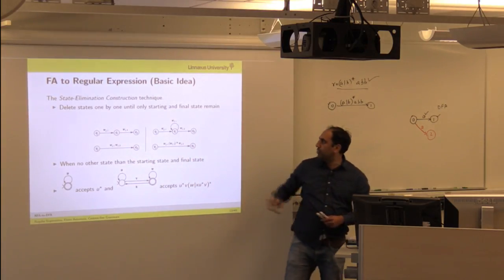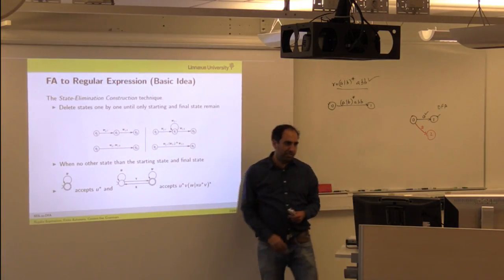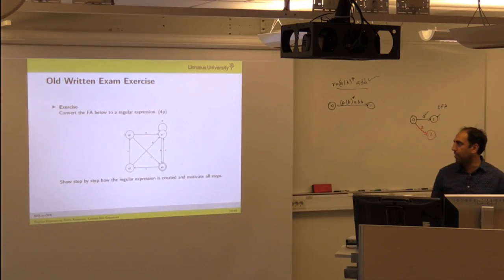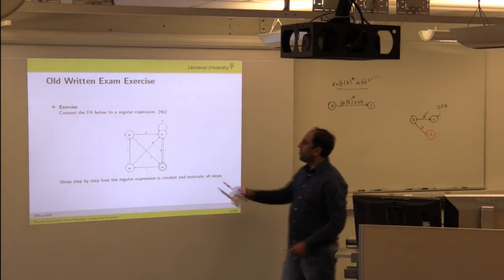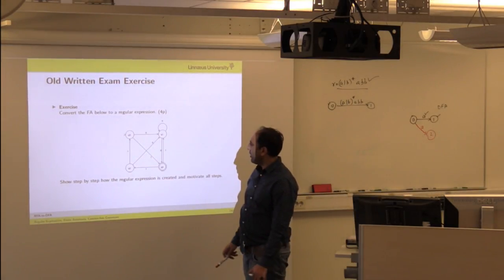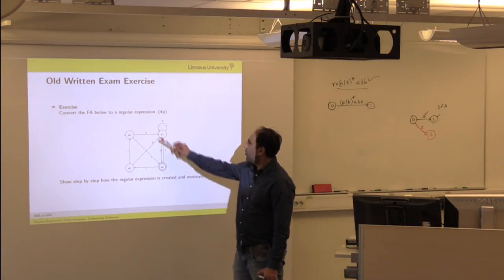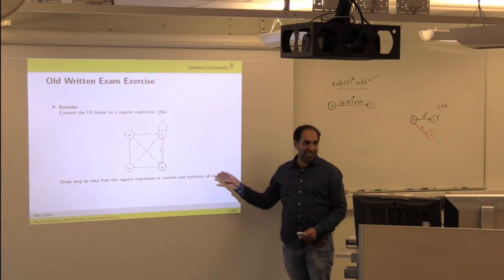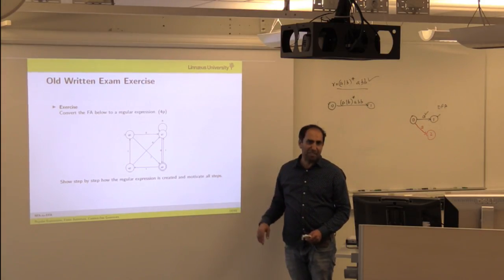So if you have a loop, you replace it with the star. And this will become more clear if we look at an example. This example is from one of the previous exams. The question is, you have this finite automata, and you need to convert this finite automata to a regular expression.